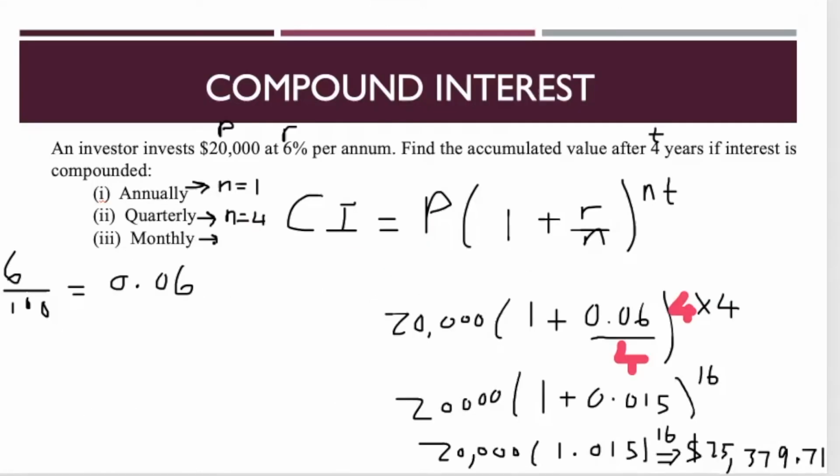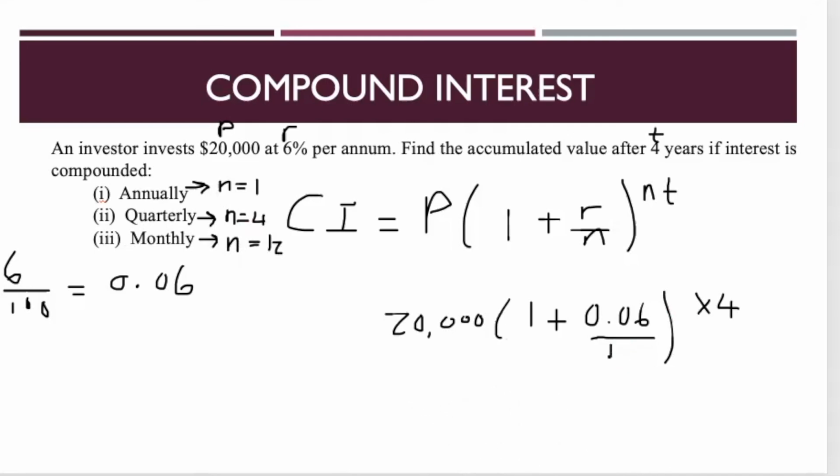Now let's look at when it's compounded monthly. So monthly now, n will be equal to 12. So let's look at that. So here I'm just going to replace n to be 12. So I have my 12 right here. Let's divide. So we have 0.06 divided by 12. That is 0.005. So I'll have 1 plus 0.005. And then 12 times 4, that's 48.